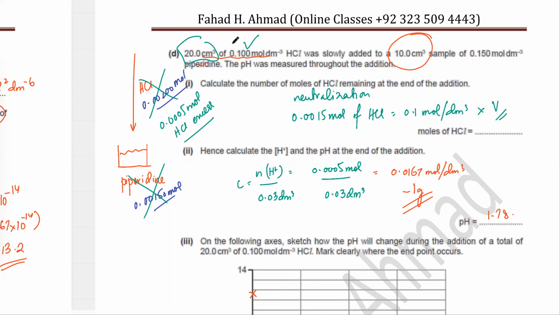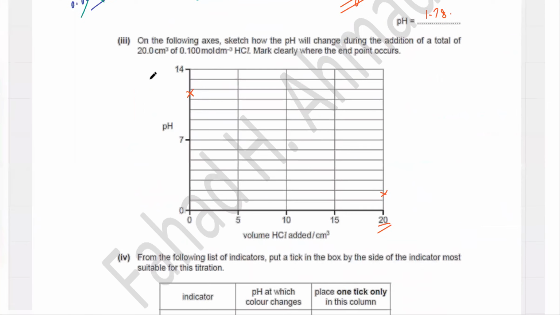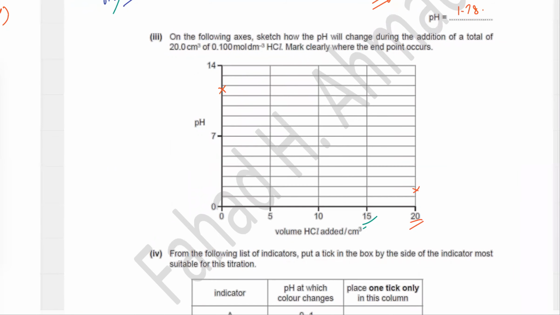So that means you shouldn't have added 20 cm cube because you added too much of it. So we found the right amount that should have been added for neutralization so that all the piperidine reacts. So we should have added just 15 cm cube from the top. And that's the point where neutralization would happen. So the right amount of HCl that should have been added should have been 15 cm cube.